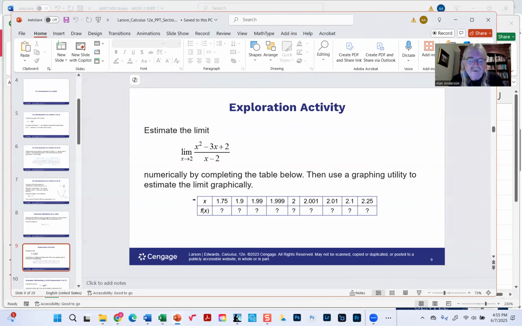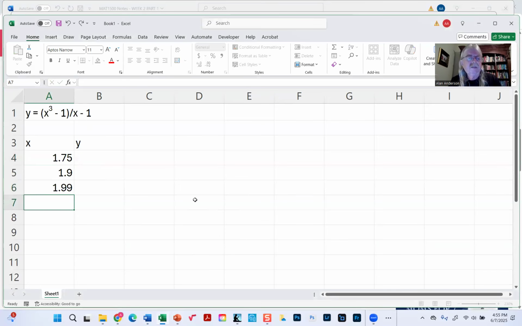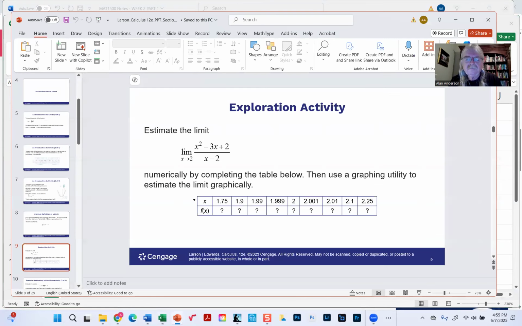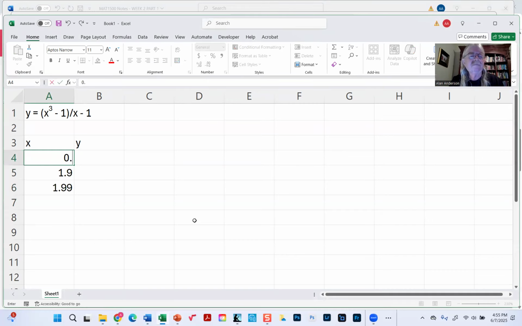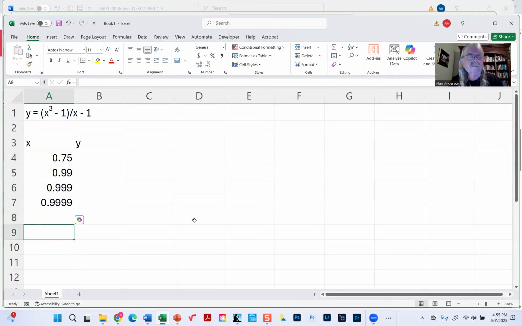So clearly what you're seeing here is approaching from the left. And what they want you to do, oh, I'm sorry, this is a different example. I just noticed that. All right, but we can still do it here. I just realized it's not the same example. Let's do this. Now we know that at one, the function will be undefined. So we'll jump ahead to 1.001, 1.01, 1.2.